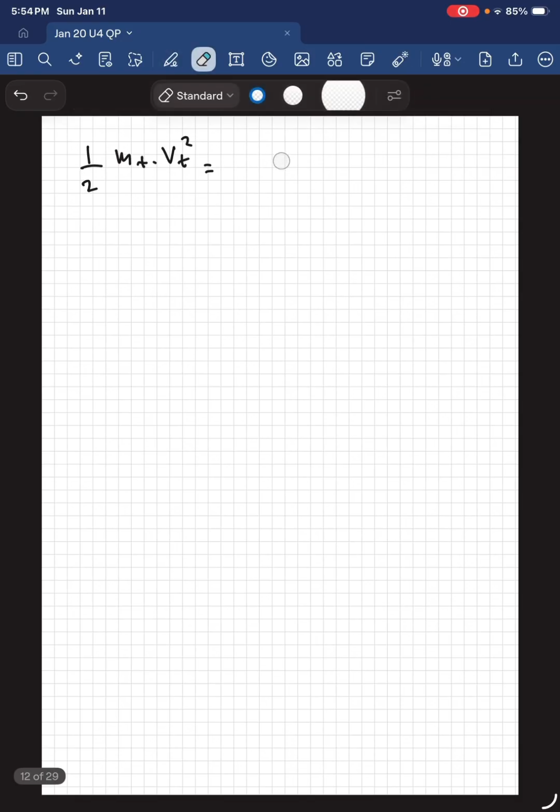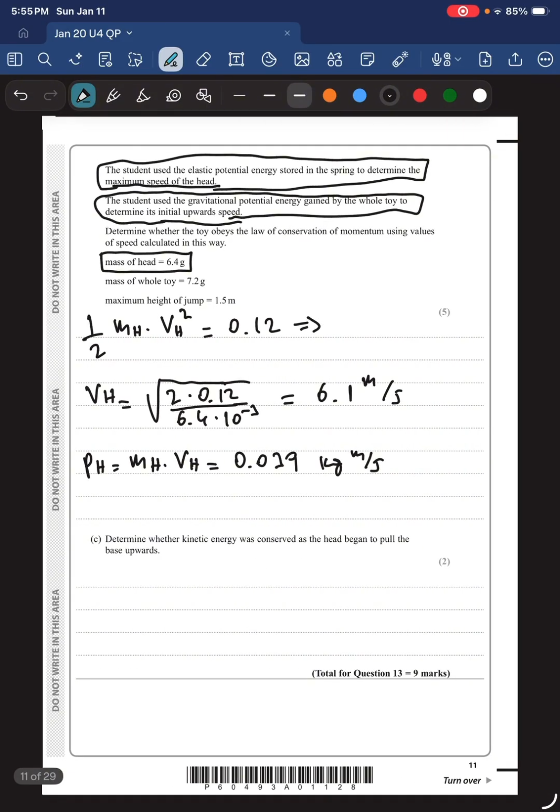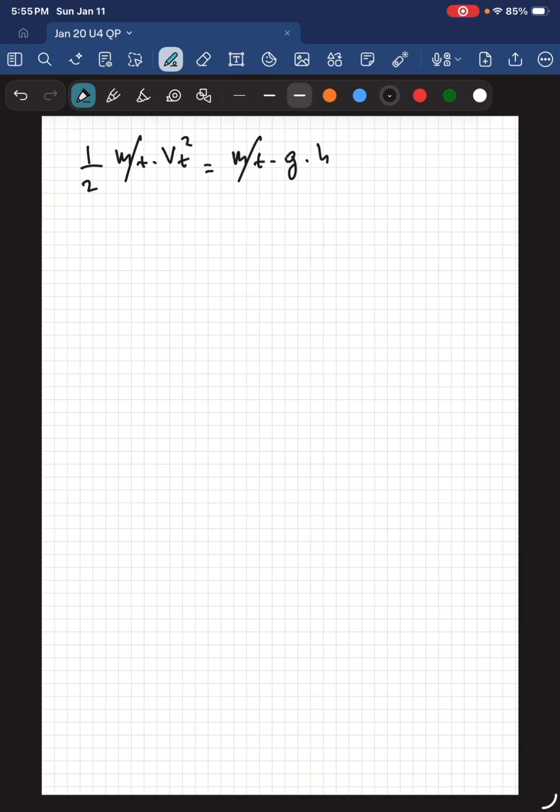So 1/2 mass of the toy times the velocity of the toy squared should be equal to the mass of the toy, let's call it mt, like we did, times g times h, where h is 1.5 meters. This is the maximum height. So the mass of the toy cancels, and vt is nothing but the square root of 2 times g times h, and this is the square root of 2 times 9.81 times 1.5.